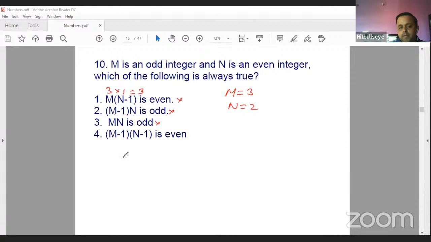It says odd. M minus 1 will be 2. N minus 1 will be 1. And their product is even. Answer has to be option 4. Obviously, if m is an odd number, if you subtract 1 from m, that will become an even number. Even number multiplied by any number will give you an even result. Answer has to be option 4.